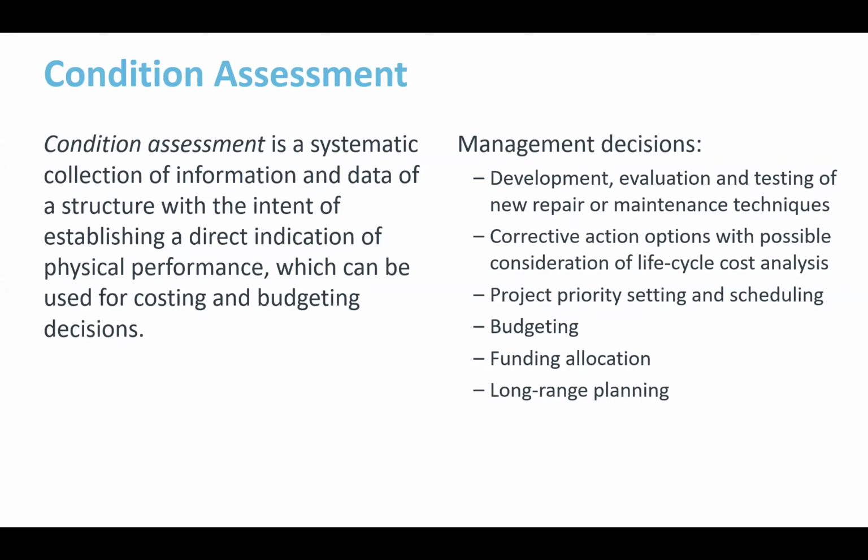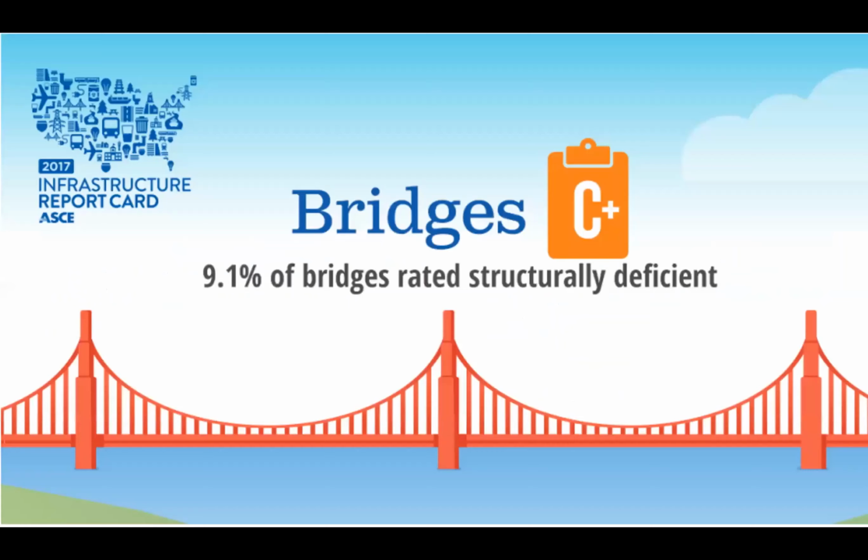So your management decisions could be development, evaluation, testing the new repair and maintenance techniques, corrective actions, life cycle cost analysis, project priority setting and scheduling, budgeting, funding allocation, and long-range planning. So again, this is all about the management of the asset. Inspection is about the evaluation of the asset. And I'll continue that theme as we go through the different types of assets.